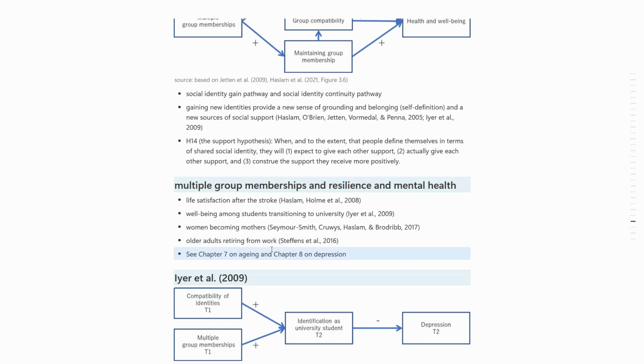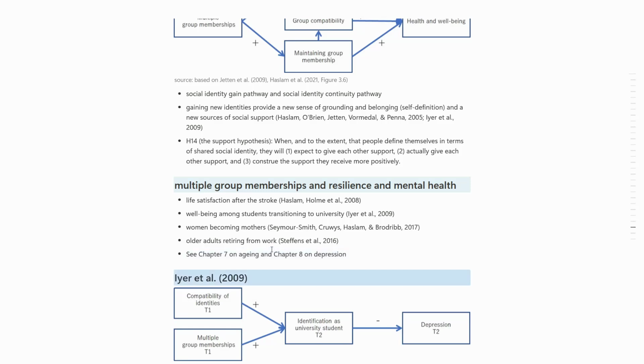I will not cover chapter 7 in this course, but if you're interested, then I recommend you read chapter 7 by yourself. There are also several studies showing that multiple group memberships can help reduce the symptoms of depression. That will be covered in chapter 8, and I will cover chapter 8 in this course. I will go into chapter 8 in the lecture after the next lecture, so you can start reading chapter 8 if you want.